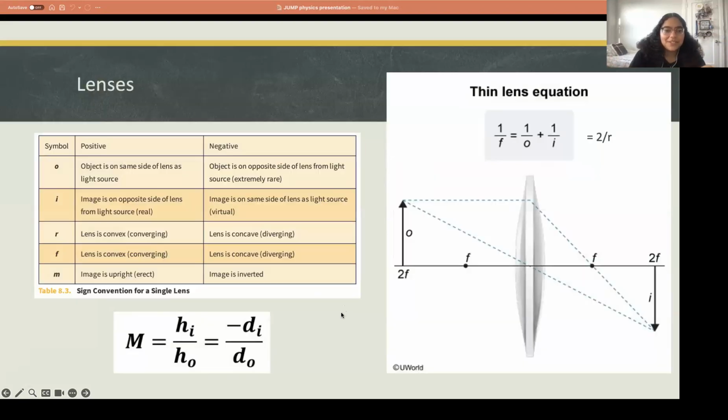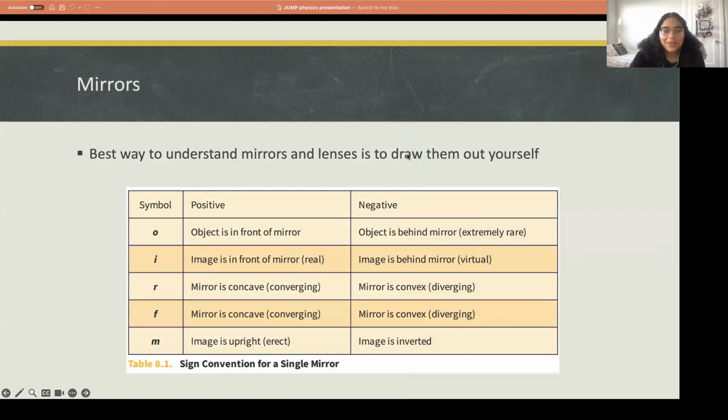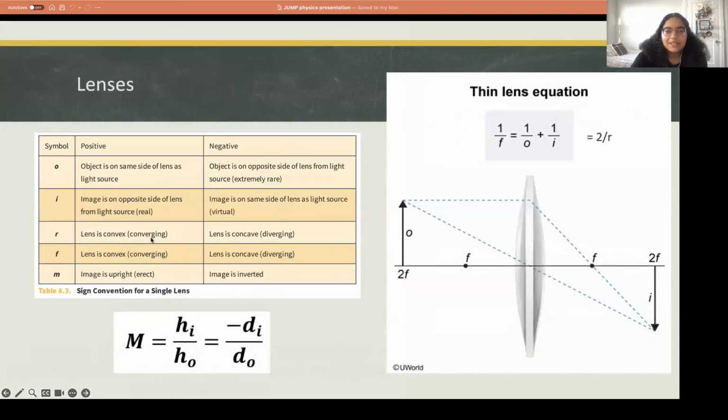This stuff is just things I would say to memorize because there's not really mnemonics or a great way to know it. Concave is converging for mirrors, convex is diverging for mirrors. But now we get convex is converging for lenses, and then concave is diverging. And you can't even match up the cons. So important to note that it switches between mirrors and lenses. And then just note the positive and negative when you're drawing it out.